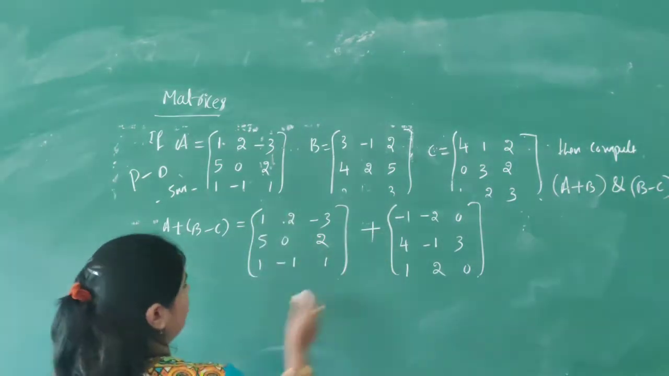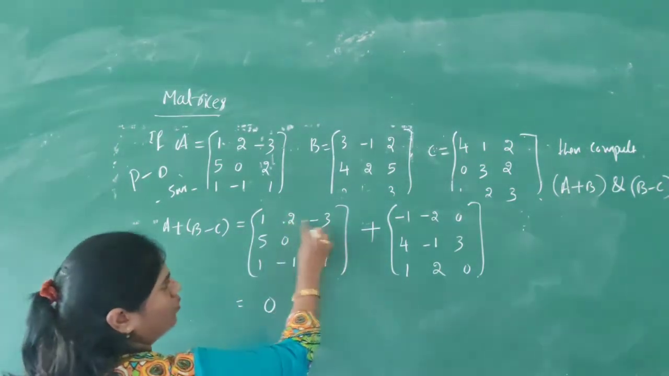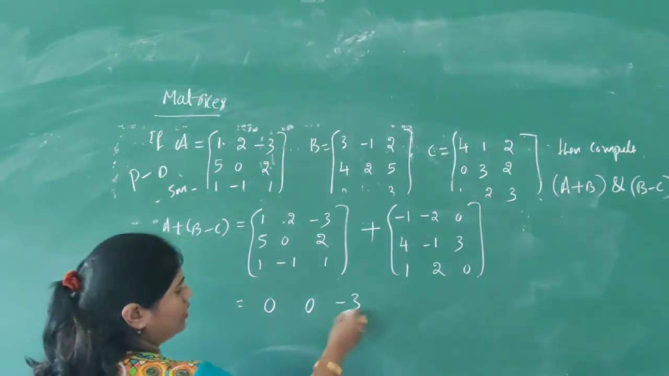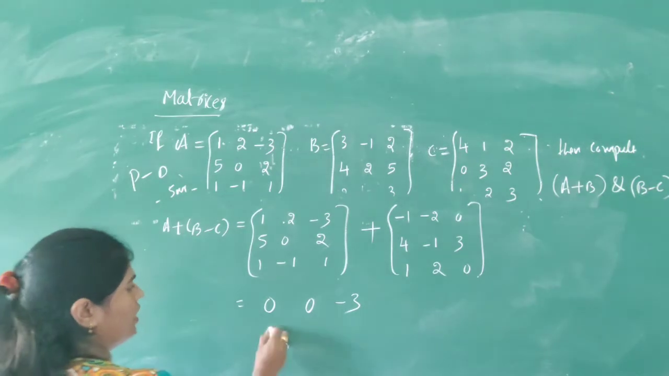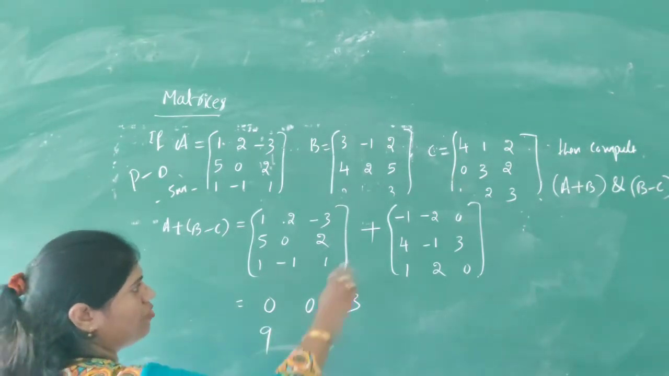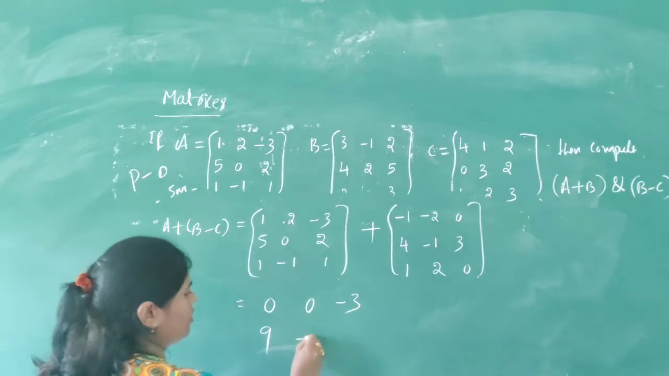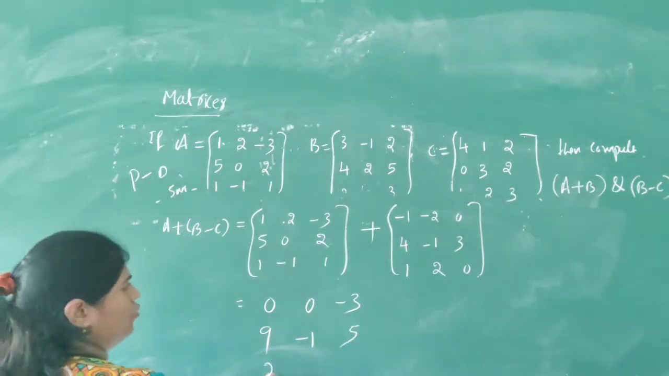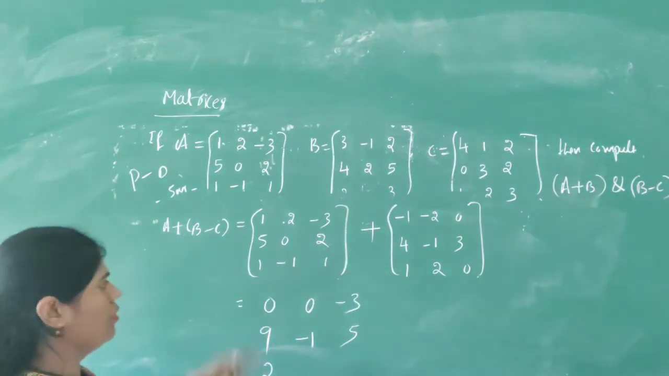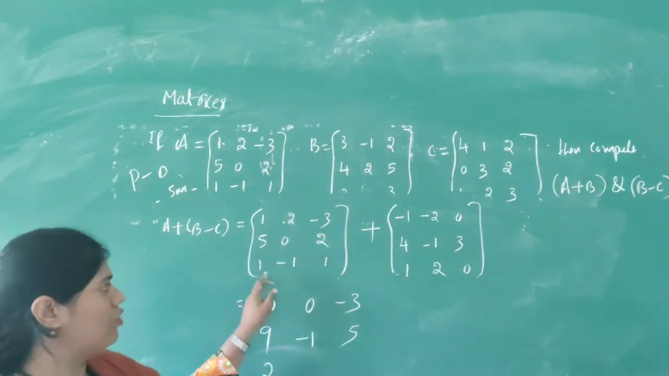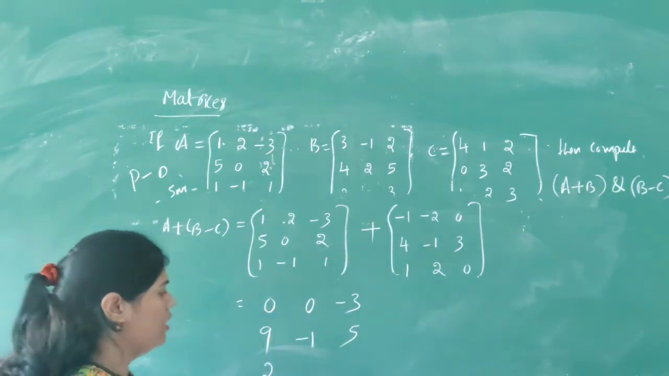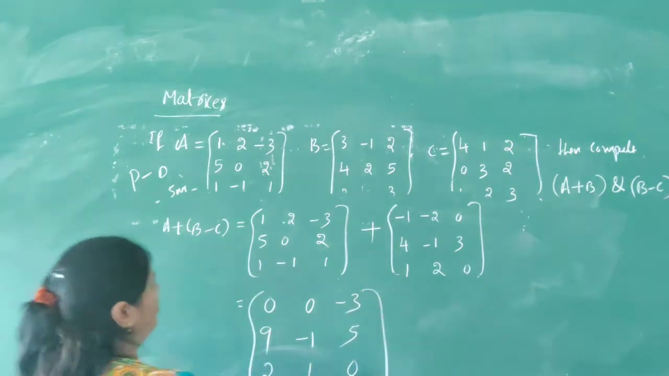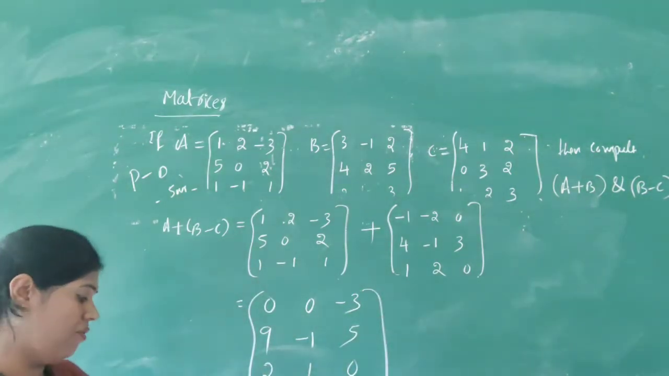So 1 plus of minus 1 is what? 0. 2 plus of minus 2 is 0. Minus 3 plus 0 is minus 3, okay? 5 plus 4 is 9. 0 plus of minus 1 is minus 1. 2 plus 3 is 5. 1 plus 1 is 2. Minus 1 plus 2 is plus 1. And 1 plus 0 is 1. So this one is A plus of B minus C.